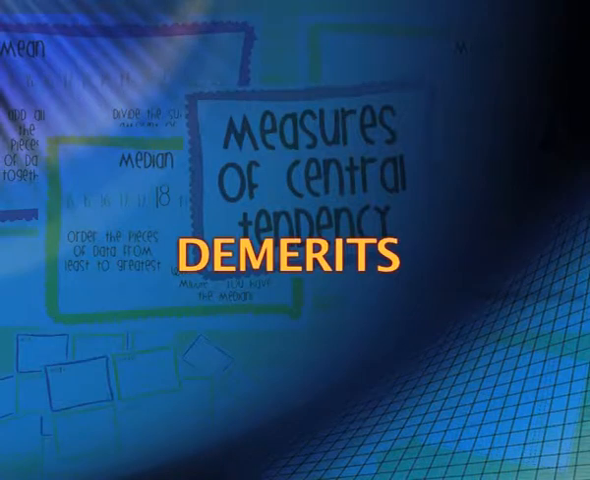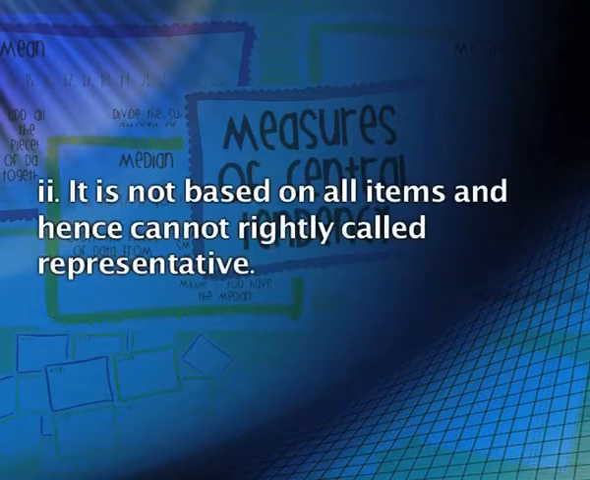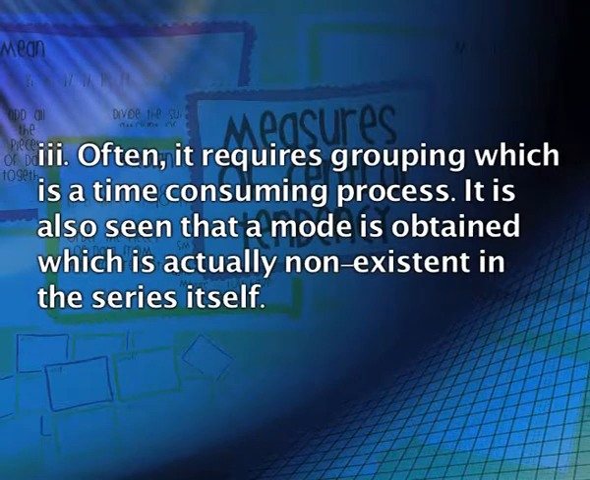Let's see some of the demerits. The first one is that the mode is ill-defined and indefinite. It lacks the important condition of an ideal average as it is not rigidly defined. Second, it is not based on all items and hence cannot rightly be called representative. Third one, often it requires grouping, which is a time-consuming process.